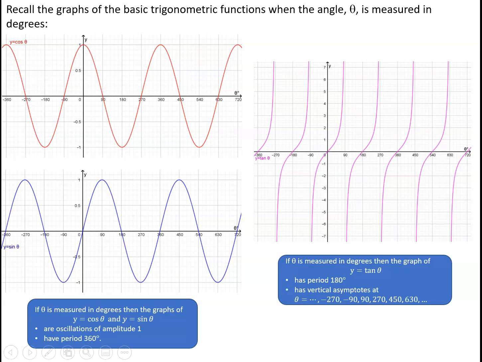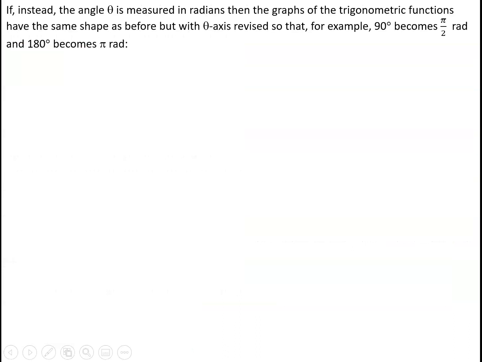Now when we move to using radians instead of degrees, the graphs have exactly the same shape as before, but the theta axis is revised so that 90 degrees becomes pi by 2 radians, 180 degrees becomes pi radians, 270 degrees becomes 3 pi by 2 radians, and 360 degrees becomes 2 pi radians.